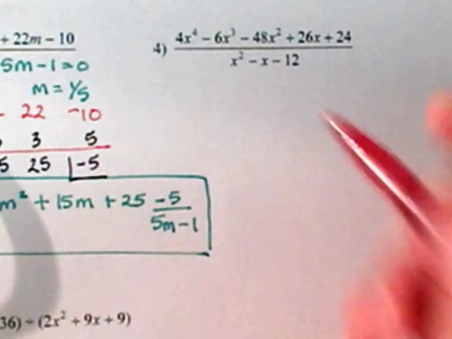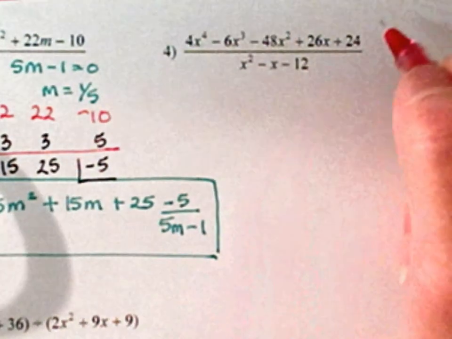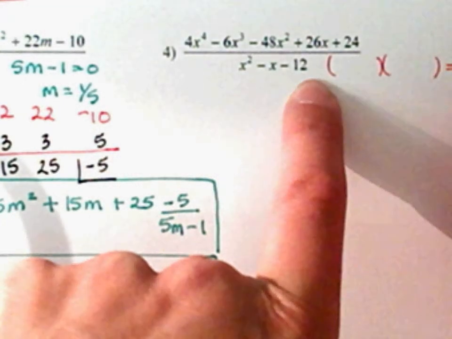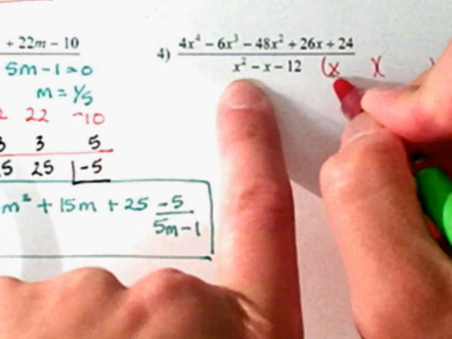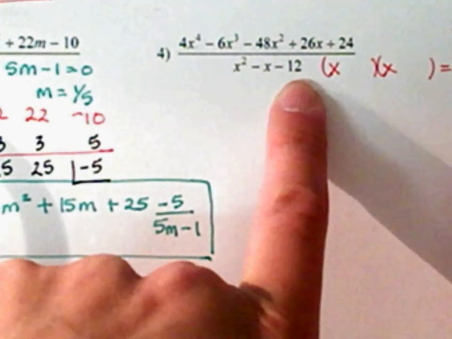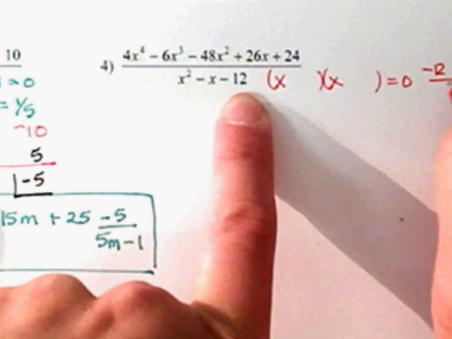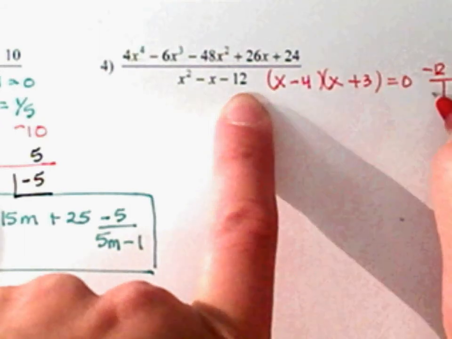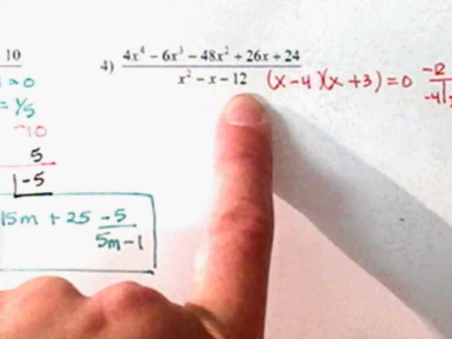Number 4, take a look at your divisor. You have a quadratic. You're going to need to factor first. And that means you'll do it twice, okay? Set that equal to 0. Factors of x squared is x and x. Two numbers that multiply to give you negative 12, and it's going to subtract to give you 1. Minus 4 plus 3. Okay? Just like that.